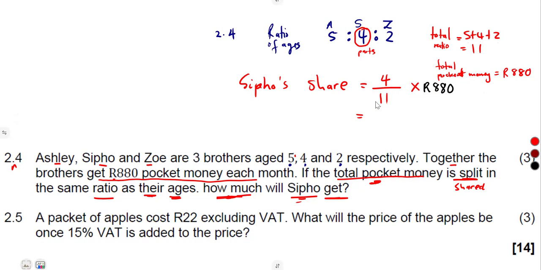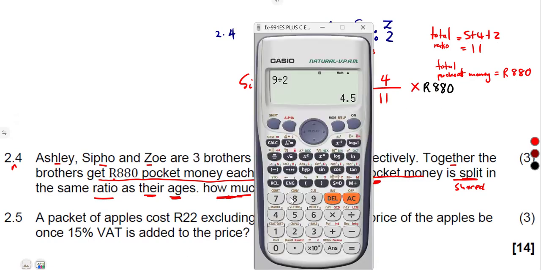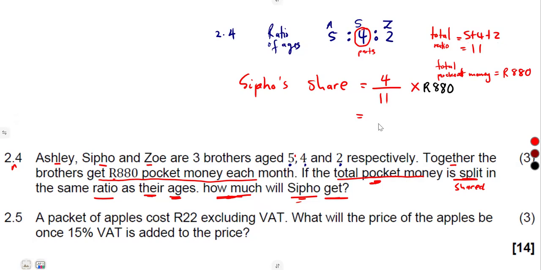Just like that. So on this part, guys, you can even just use your calculator here. 4 over 11 times 880. You move aside and put the multiplication. That is going to give us 320. So she obtained 320 rand out of that.